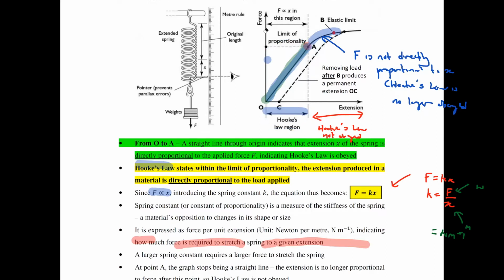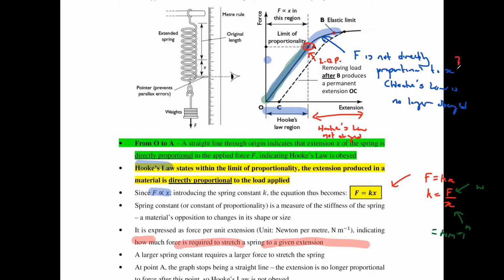All right, this point is your limit of proportionality. Okay, Hooke's law is obeyed up to this point. Anything after that, Hooke's law is no longer obeyed because you see that the graph is no longer a straight line. Okay, so this one here, F is not directly proportional to x. Hooke's law no longer obeyed.